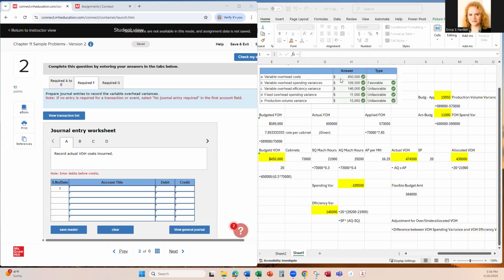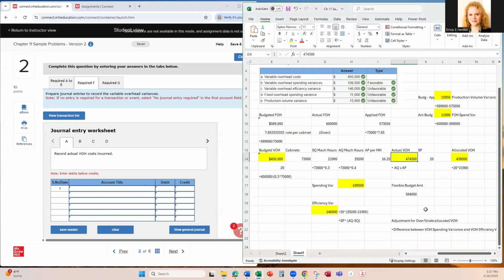So we calculated the variable overhead costs, overhead spending variance, efficiency variance, fixed overhead, and production volume variance. All those formulas are on here. And we're going to need to use a bunch of these components for making our journal entries. So the first entry that they're asking us to make is to record our actual variable overhead costs that were incurred, which are highlighted over here.